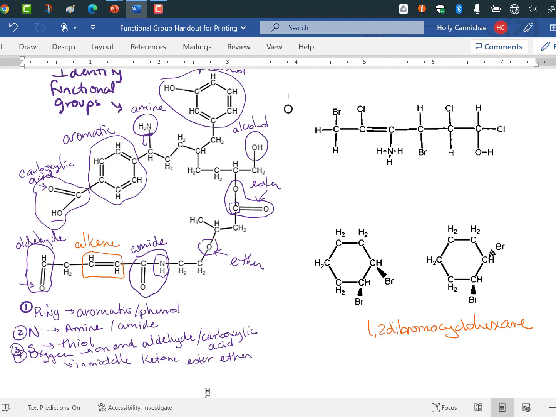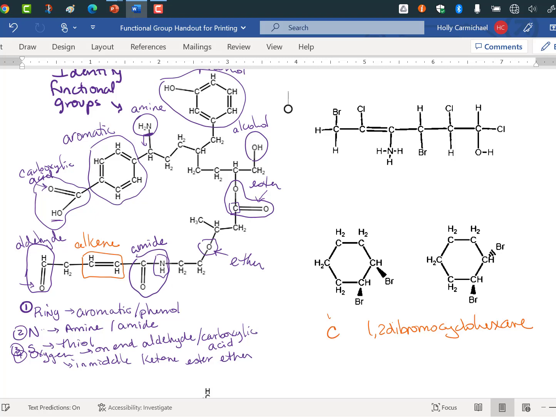Okay, 1,2, because they're on carbon 1 and carbon 2. Dibromo, because there are 2 bromines. Now, even if the bromines were on opposite sides, I know I've been putting them side by side, you could still have cis and trans if the bromine was on carbon 1 and carbon 4. They would just both have wedges for this one, on exact opposite sides of the ring. You would still name it the same way. If you have two non-hydrogen groups on a ring, then you can identify them as being cis or trans. So what's the first one?